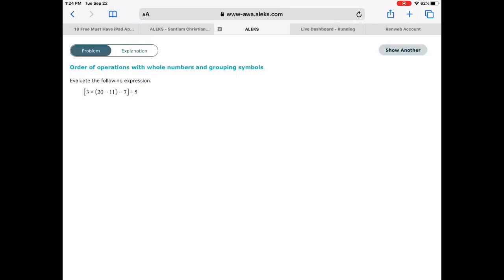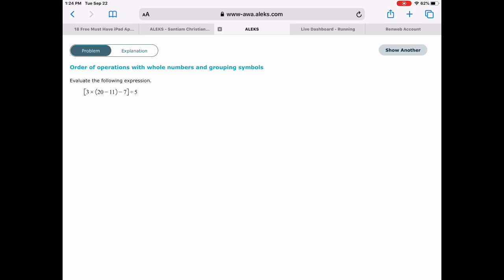All right, next thing we need to do. Wow, look at all that. That's cool. So we've got grouping symbols and everything going on here. So parentheses, definitely we're going to do those first. Notice there's no exponents, so after we get done with the parentheses, we'll be okay.